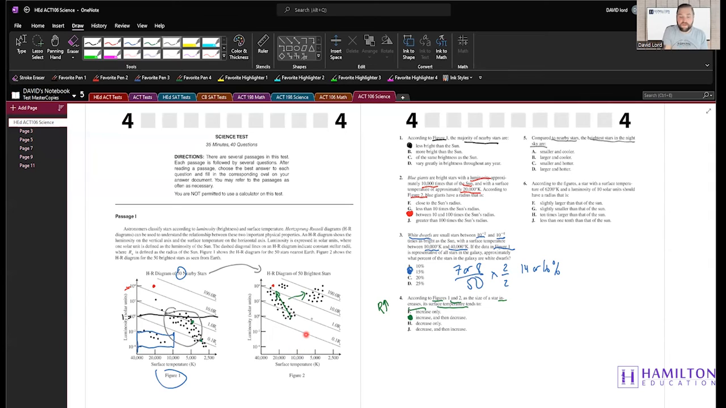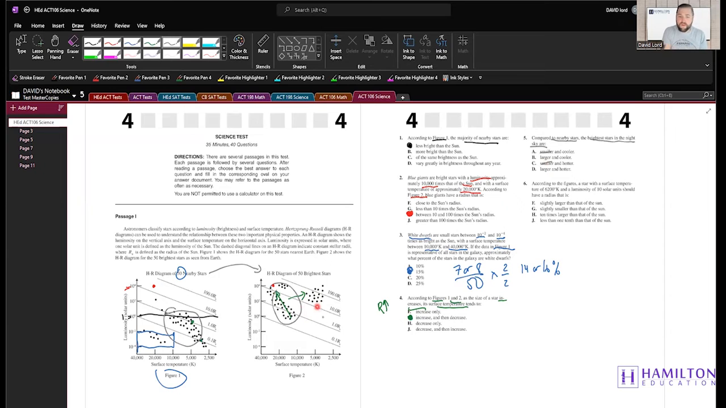Whereas if you look at figure 2, the majority of them are right here. And again, there are a few over there, but most of them do seem to be above 1 radius, maybe a little bit greater than that. And the temperature seems to be between 10 and 20,000 for the majority of them. So looking at that, I would say that the majority of them are definitely larger. So it's not A or C.